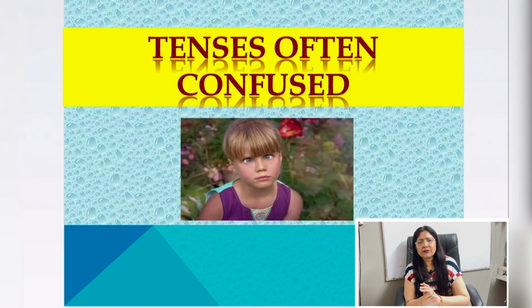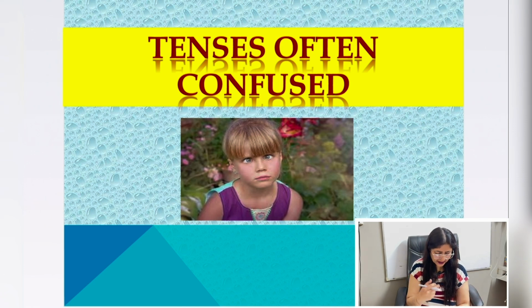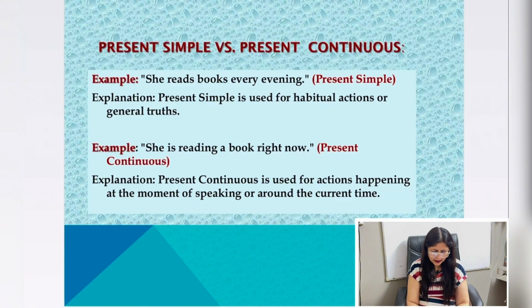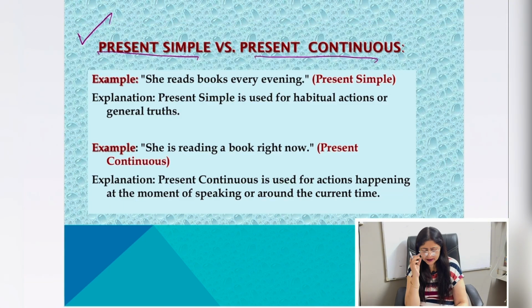Now come some of the tenses that often confuse you, where there is some ambiguity, or you are baffled about whether to use this tense or that tense. So let's make this clear. First is present simple tense and present continuous tense. Let's see through an example. She reads book every evening.